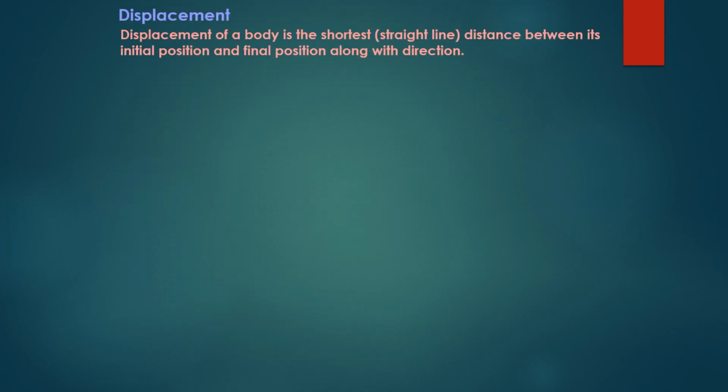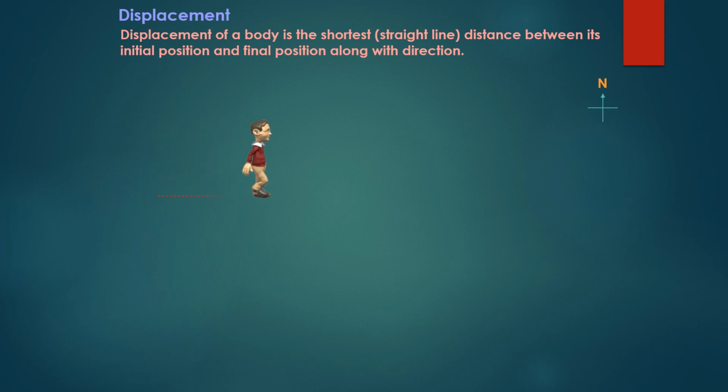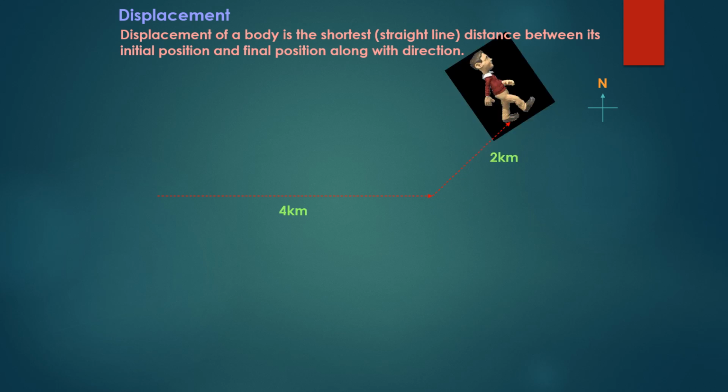Let us study the concept of displacement. Displacement of a body is the shortest distance between its initial position and final position along with direction. Let us imagine a person is traveling around 4 kilometers towards the east. Then he goes 2 kilometers towards north. Now what will be his displacement? It is the shortest distance from the initial point to the final point.